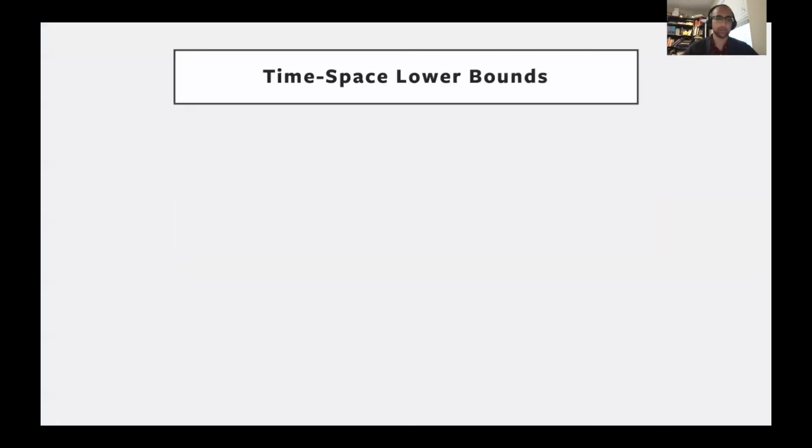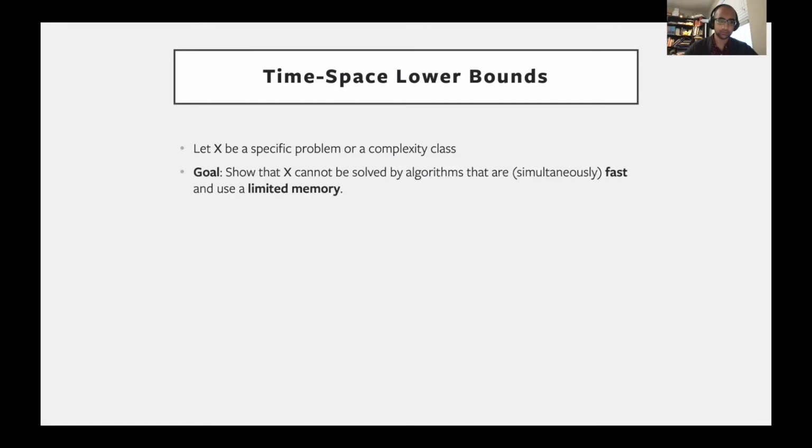So what are time-space lower bounds? Well, let X be either a specific problem or a set of problems, so a complexity class. Our goal is to show that X cannot be solved by algorithms that are simultaneously fast and use a limited amount of memory. So there could be a fast algorithm or there could be a small space algorithm, but we want to show that there's no algorithm that's both at once. And when X is a complexity class, by the way, we just mean that there is a problem in X that does not have such algorithms.